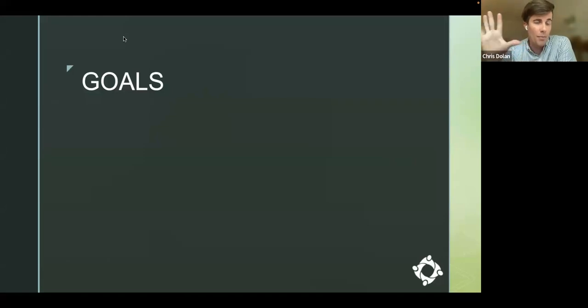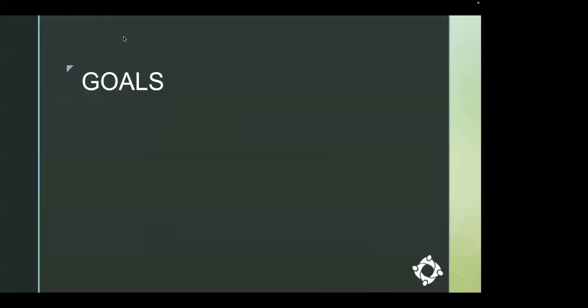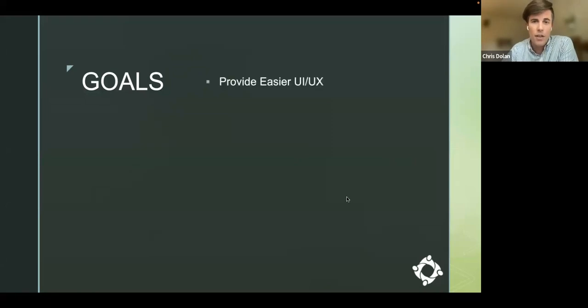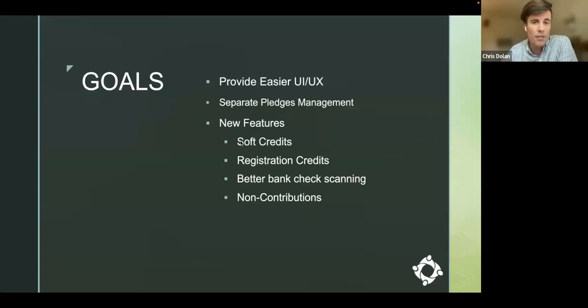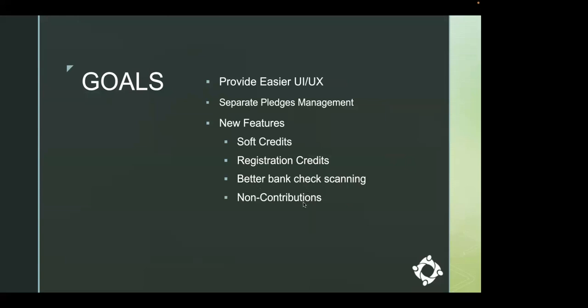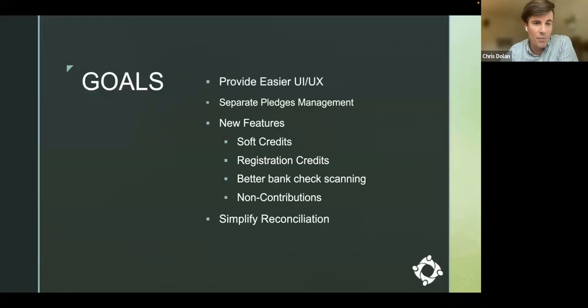But the main impetus is we wanted to improve the user interface and provide an easier one. We wanted to separate out pledges to make pledge management easier. There are also new features that have been requested, like soft credits, registration credits, better bank check scanning, and being able to handle non-contributions. We also wanted to simplify the reconciliation process, and you might be wondering, it hasn't done that yet. That's coming in phase 2, which we're really close to. Some of these things have been done, but not all of them have been rolled out; soft credits is coming in phase 2.